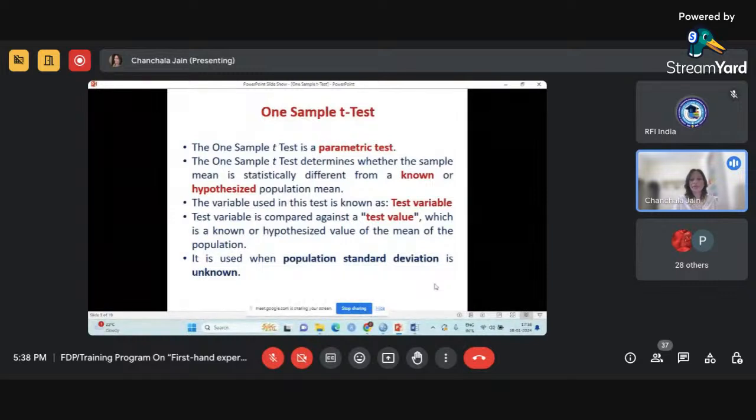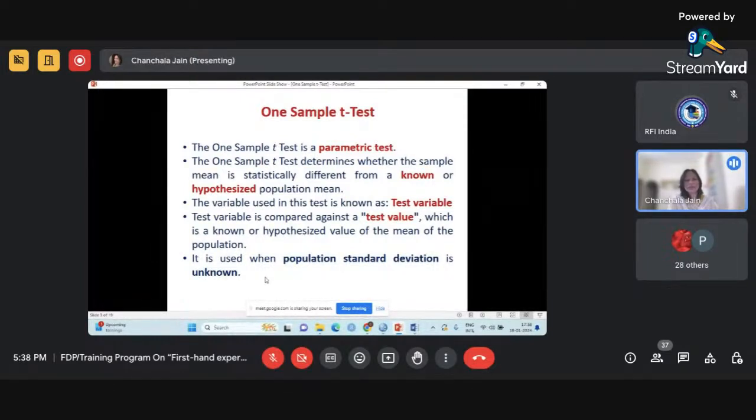Here we will have the test value. The test variable is the variable which you have, and you need to compare your test variable with the test value. The test value is the hypothesized or known value, which would be the population mean value. So from the test variable, that is the sample mean, we are comparing against the population mean. Once we go into SPSS, we will find these fields in the dialog box, and then I'll explain again what we need to transfer there.